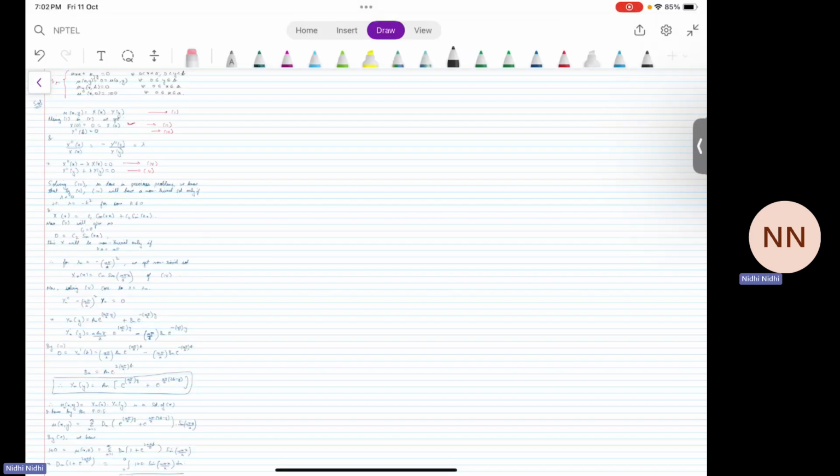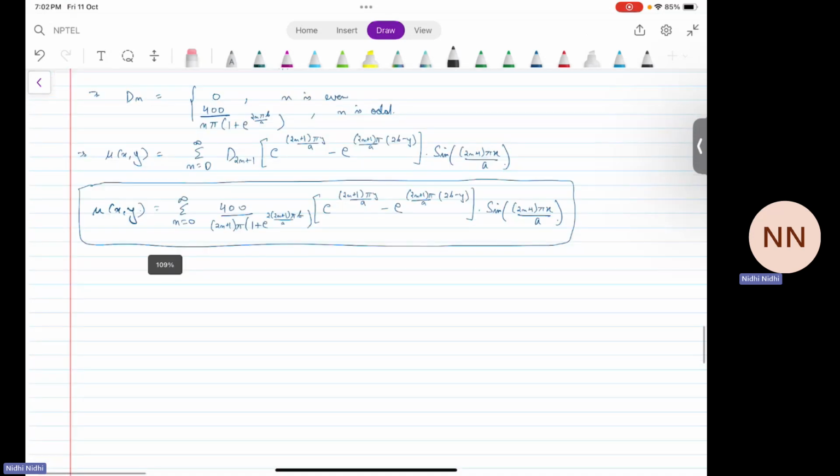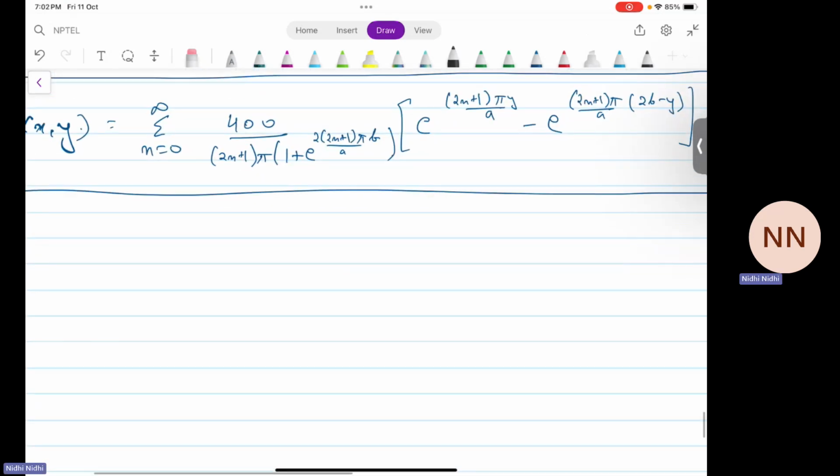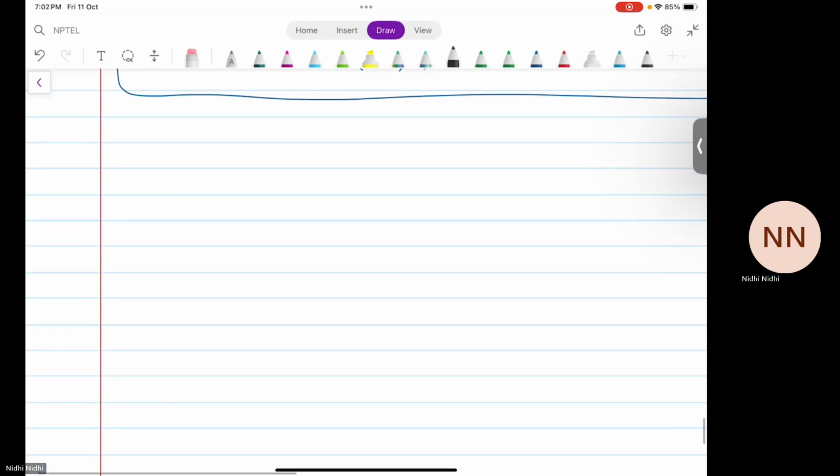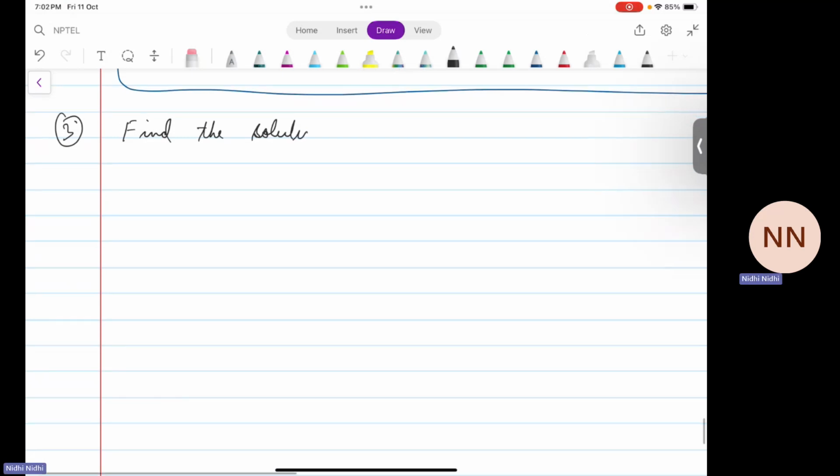So let's get to the next question. This one I would like you to start solving first. Up till, let me write it. Find the solution of the following boundary value problem.